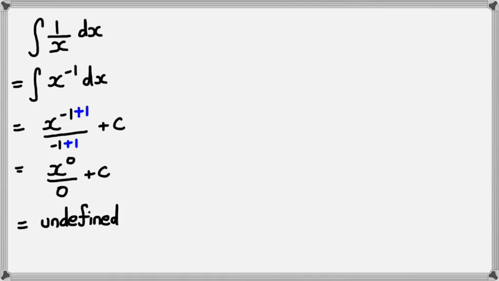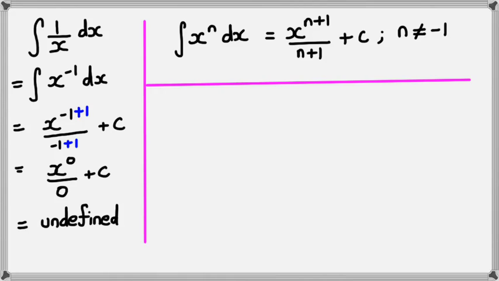So we have a problem. Now if we revisit the original formula for integration, let me just write it up here. As you can see in the top here, it's not valid when n equals -1. So what do we do at this point? Well, we do know something else.